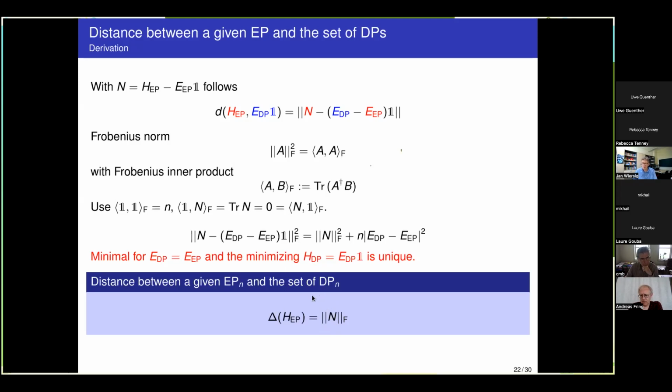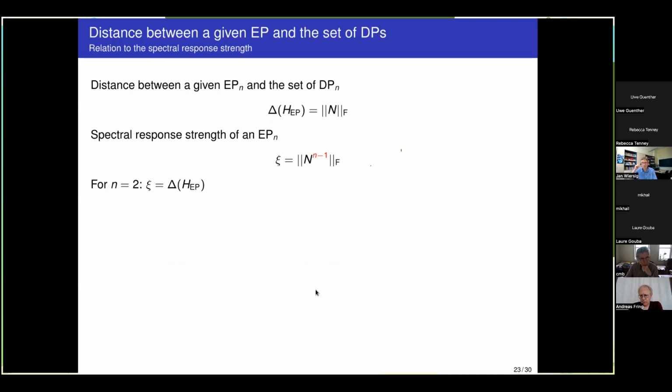Okay, normally you ask, nice simple formula, but what is it useful for? And it can be used for two different things. The first is we can relate it to the spectral response strengths. This looks a bit trivial at first. So this is the distance that we have just calculated. This is the spectral response strength, and the only difference is the exponent. And this difference, of course, disappears if n is 2. So for an exceptional point of order 2, these two quantities are just the same. Now more interesting is, of course, n larger than 2. Then the quantities are very different, right? But we can relate them.